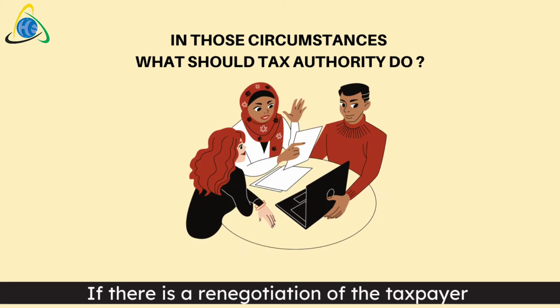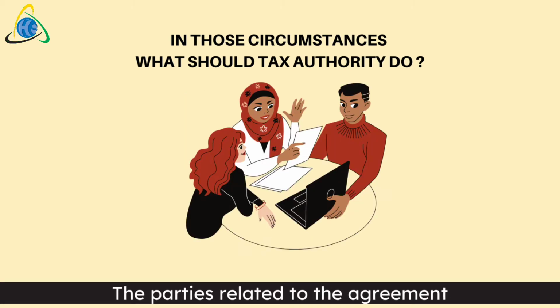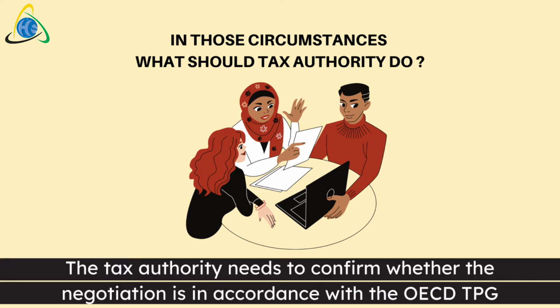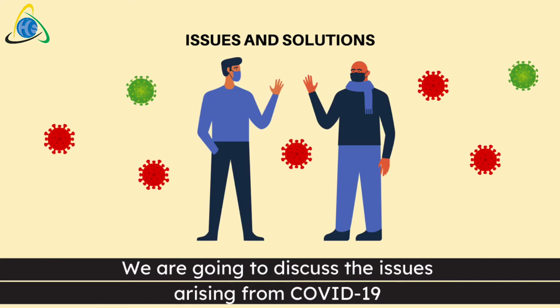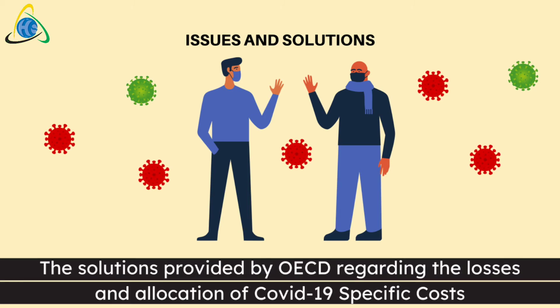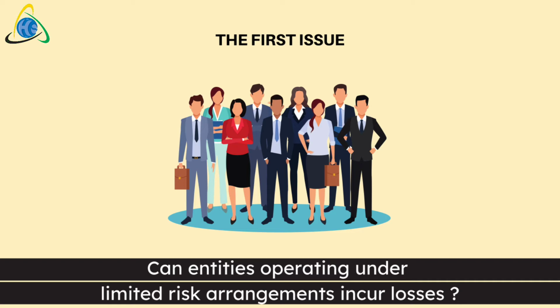If there is a renegotiation between the taxpayer and the related parties to the agreement, the tax authority needs to confirm whether the renegotiation is in accordance with the OECD transfer pricing guidance. Next slide. Now, we are going to discuss the issues arising from COVID-19 and the solutions provided by the OECD regarding the losses and allocation of COVID-19 specific causes.